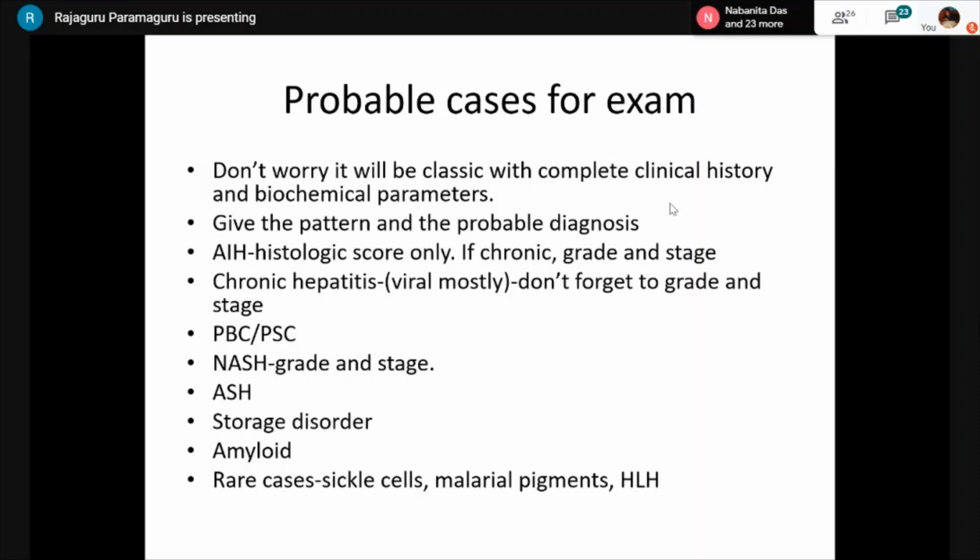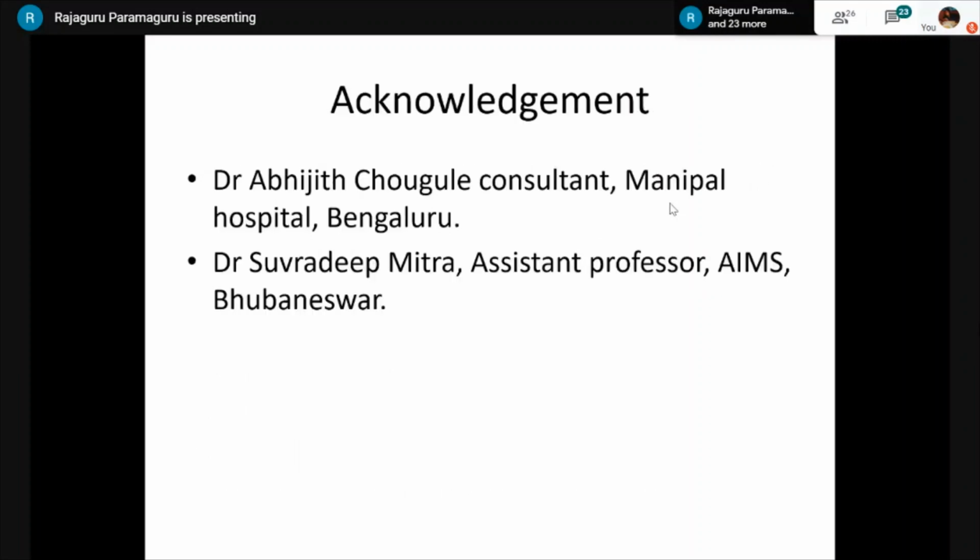Then storage disorders you can get, like Niemann-Pick and Pompe's, amyloid you can get, and rare cases like sickle cell, malarial pigments, and hemophagocytic lymphohistiocytosis. Rarely you can get those. You have to look in the sinusoids for those cells, which are the macrophages with erythrophagocytosis. I would like to thank my friend Dr. Abhijit Chowdhury and Dr. Subhradeep Mitra for providing some good challenging cases for this presentation.